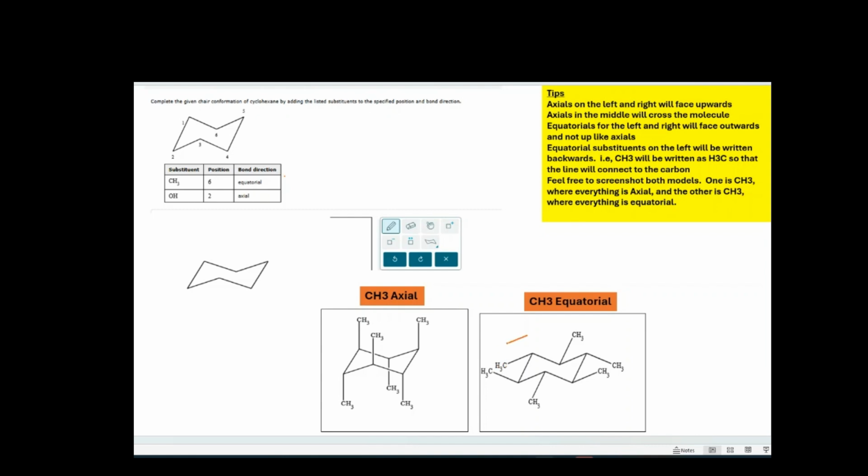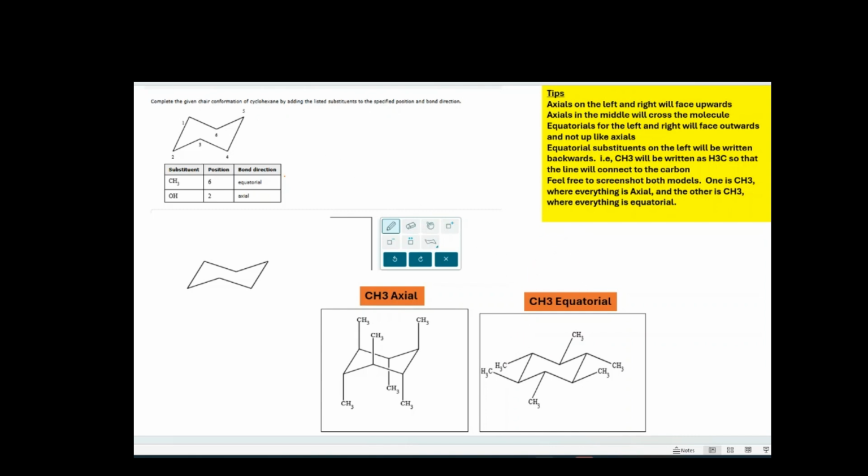Because again, in one of my other videos I shared, if you were to write CH3, for ALEKS, that means the line will be connected to the hydrogen, which is what ALEKS doesn't want. So preferably it wants you to write the line out here, and then it wants you to write C and 3H. That way the line is connected to the carbon. All right, I'm going to go ahead and erase this real quick, and then we're going to solve.